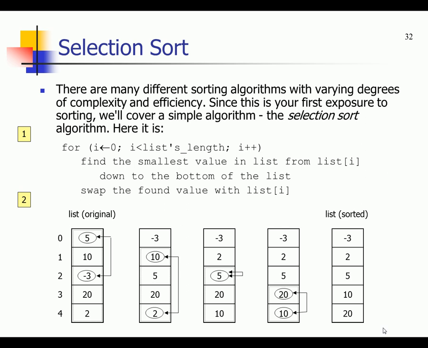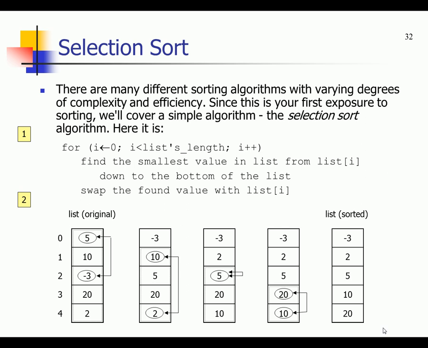Here's a selection sort. This is a very good one. Let's walk through it. First, here's how the selection sort works. We've got a for loop starting at 0, going to the length. So that first part says, for I equals 0, I less than the length, I plus plus. So we're going to increment. It says, find the smallest value in the list.